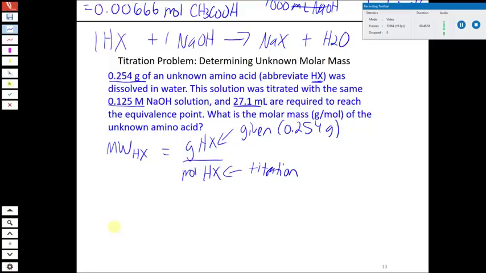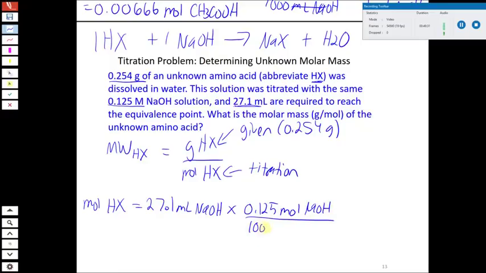So we're going to use the information in the problem then to find the moles of our unknown acid HX, because we have the volume of our base, 27.1 milliliters that we added, and we also have its molarity, which is still 0.125 molar. Okay, so we start with the known volume and molarity. So 27.1 milliliters of our NaOH solution was added. Its molarity is given as 0.125 once again, so we're going to use that to find moles of NaOH. So that's 0.125 moles per 1,000 milliliters if we do that in one step.